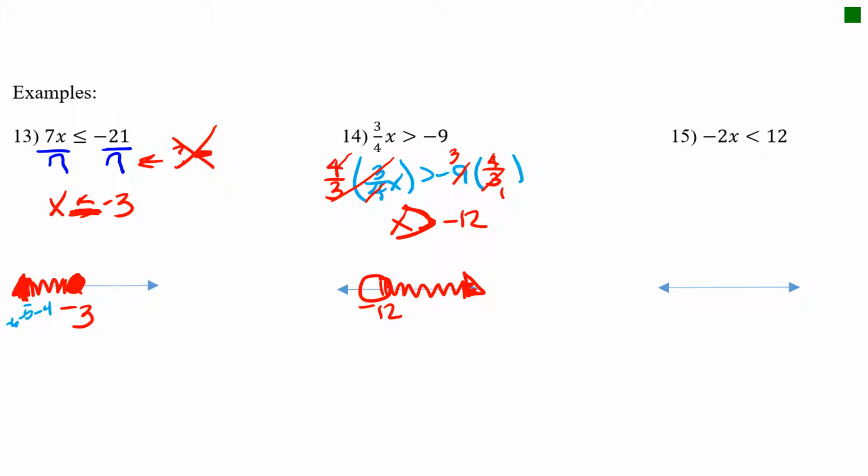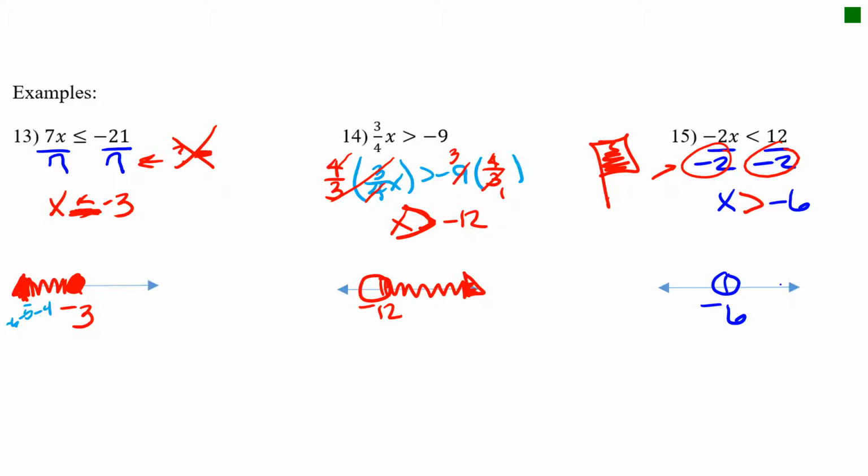Number 15, I have got multiplication, so the opposite is division. Right here is where I decide. Did I divide by a negative number? I sure did. Red flag going whoop, whoop, whoop. You got to pay attention to that. So I'm going to get the X. I am going to flip that sign because I divided by a negative, and 12 divided by negative 2 is negative 6. Is negative 6 included? No. I want the X is greater. I want the X bigger. Bigger goes over here to the right.